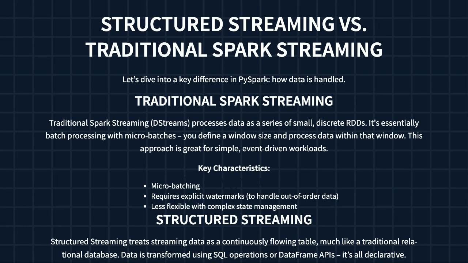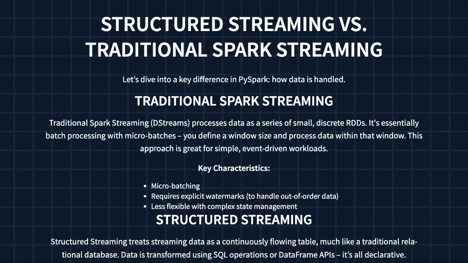Traditional Spark streaming used what are called D-streams. It breaks down the continuous flow into small batches of data, like little snapshots. Think of it as many batches of processing. It's good for simple stuff, but can get tricky when dealing with out-of-order events and complex state management.